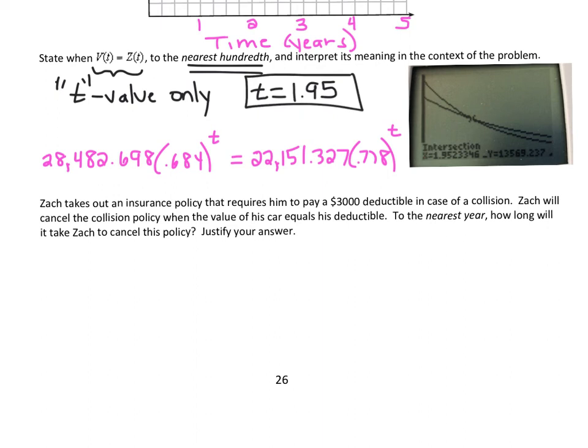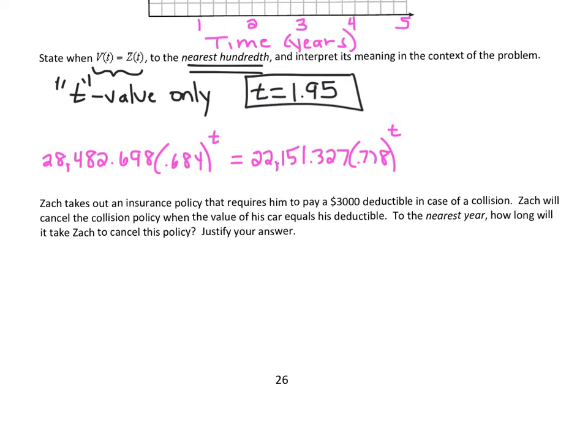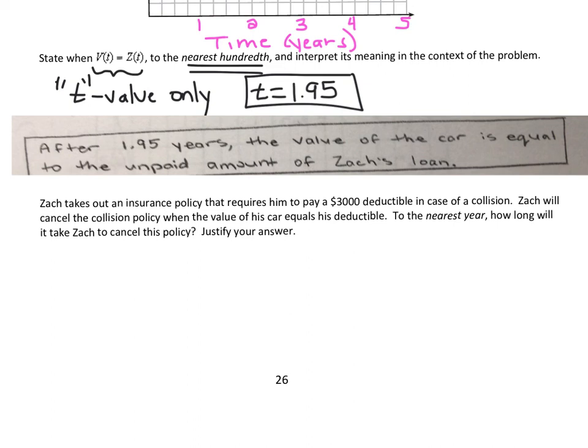Now they also say interpret its meaning in the context of the problem. So t is time. It takes 1.95 years for v of t to equal z of t. If you recall, v of t is the value of the car, and z of t is the unpaid amount on Zach's loan. So it takes 1.95 years for the value of the car to equal the unpaid amount on Zach's loan. We could just write that out. After 1.95 years, the value of the car is equal to the unpaid amount of Zach's loan.